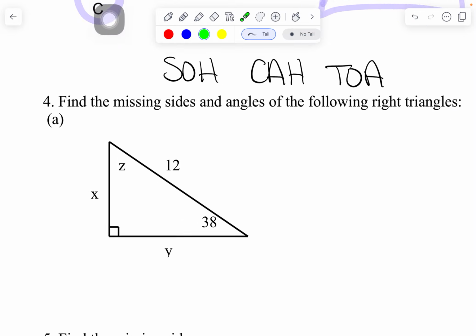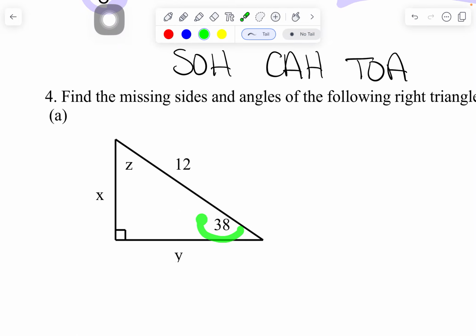So in part A here, I've given you a 38-degree angle. I would like to know the other angle. I'd like to know the two sides. So let's start with finding angle Z.